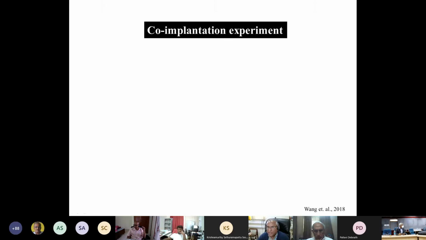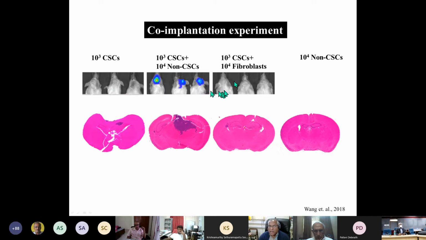So the experiment they did is a co-implantation experiment. They took mice and injected cells intracranially into the brain. They injected CSCs alone, and CSCs with some amount of non-CSCs, and together they looked at the growth of the tumor. These cells are tagged with luciferase, so one can measure luminescence, the light emission, as a measure of tumor growth.